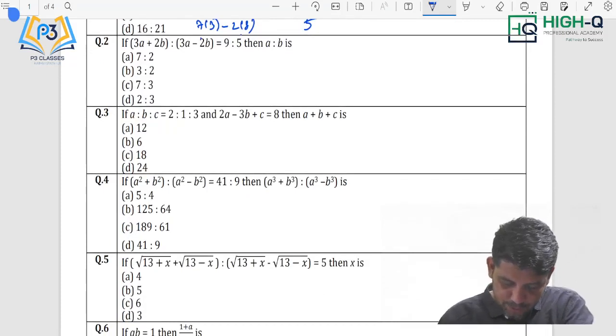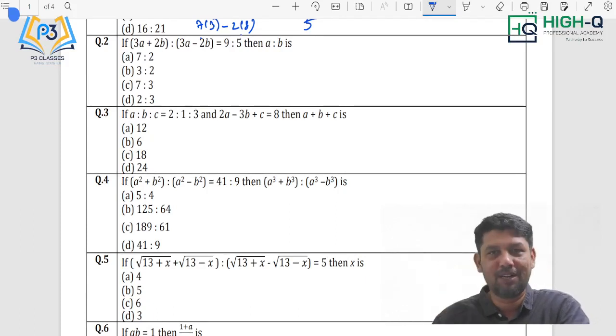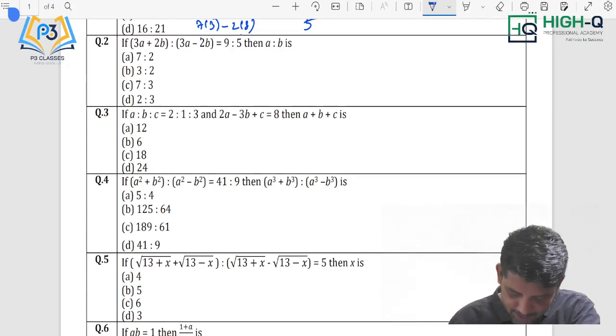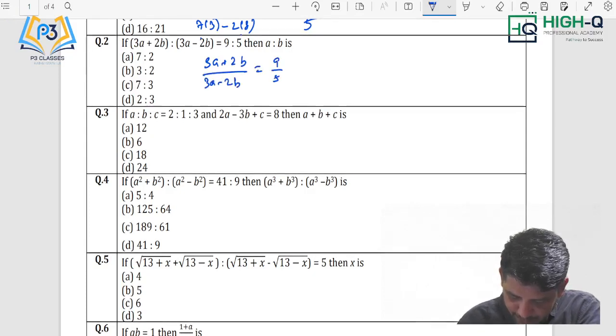3a plus 2b is to 3a minus 2b is 9 is to 5. Here they ask you to find out a is to b. I will give you one method. Of course, you know the trial and error method, but I will give some other method. 3a plus 2b divided by 3a minus 2b is equal to 9 by 5.